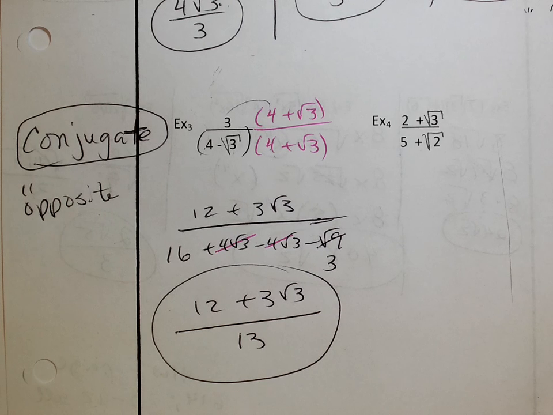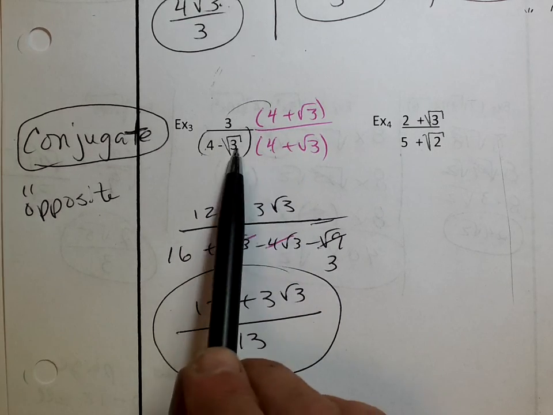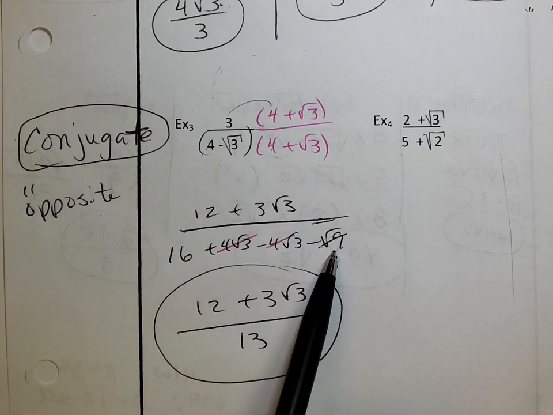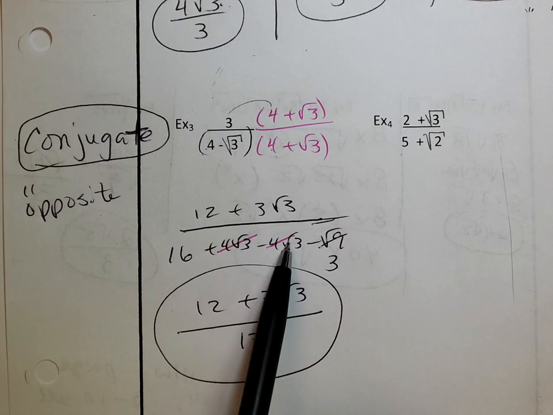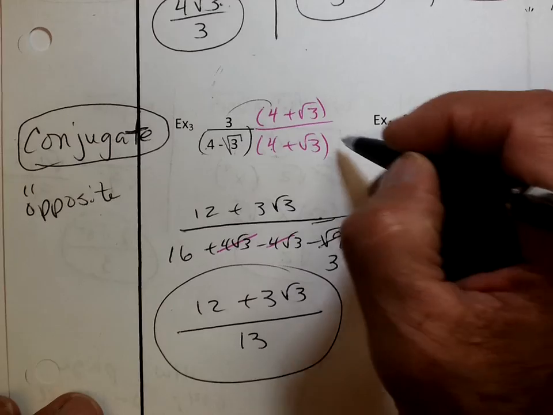Okay? 4 times 4. 4 times 3 is 4 square roots of 3. Negative 4 square roots of 3. And negative square root of 9. Got it? These two cancel each other out. They always will. That's why you do the conjugate. The middle two terms will always cancel. That's why we do the conjugate. Okay? All right, example 4.